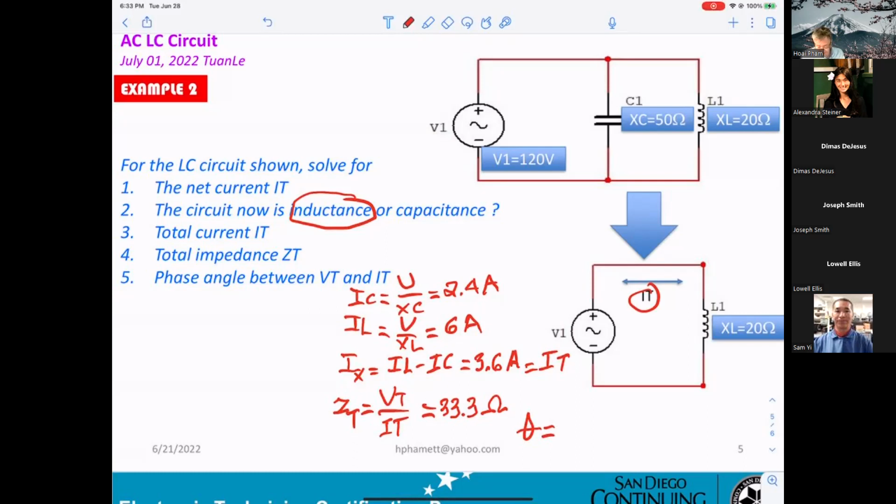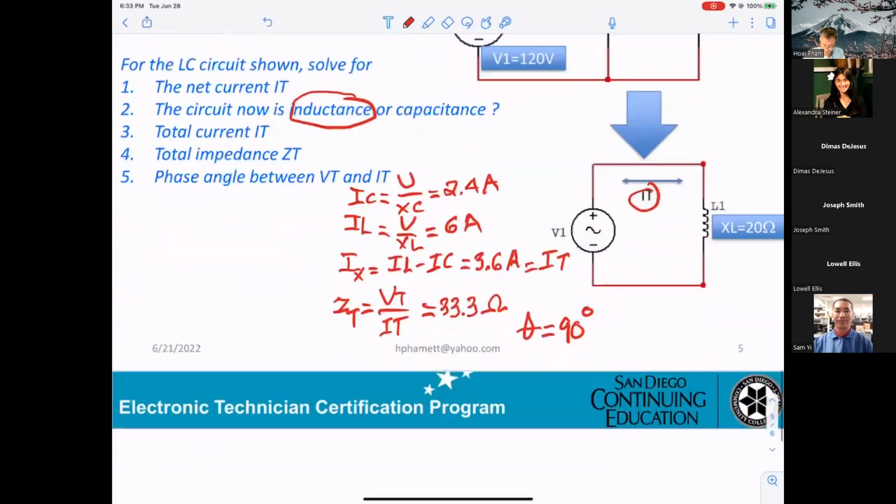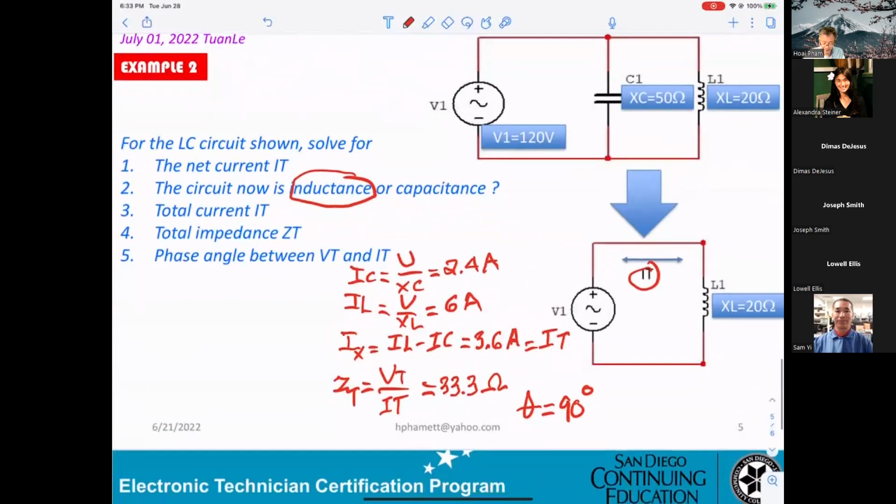How about the phase angle? 90 degrees. Perfect. The thing is the circuitry on the inductor. Yeah, that will be N.